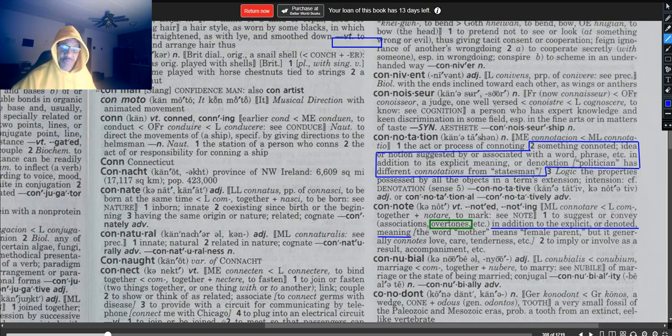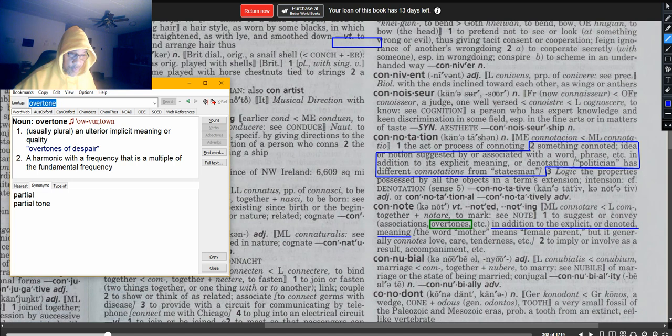The key word in connotation is overtones. These connotations are designed to alter the implicit meaning or quality. They're designed to change the flavor, to change the way it's used, the angle of it. They put a little thing in there to throw you off. They change the tone. So they're telling you.